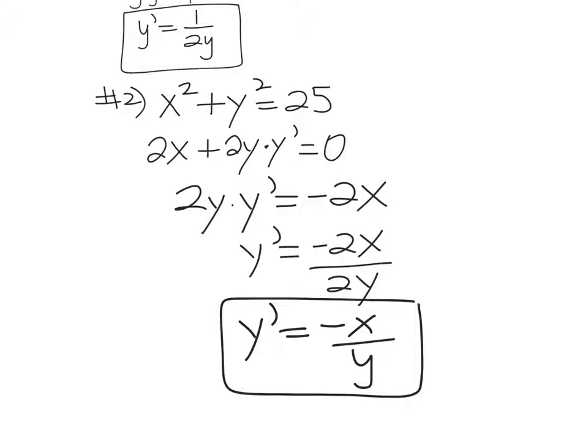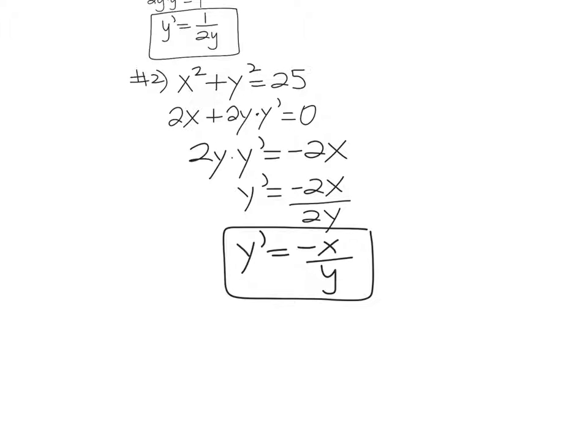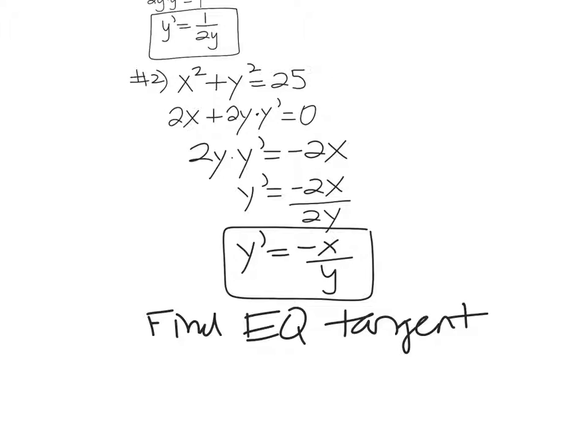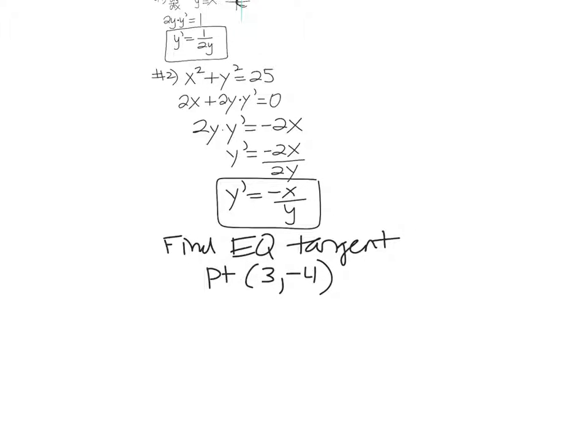Okay, now, what do we need that for? Well, it's to find the slope, or to find the tangent line at any point. So if I say to you, now find an equation for the tangent at the point 3, negative 4, we can do that now. To find an equation of the tangent at the point 3, negative 4, well, we have a point, and now we need slope. And how do we find slope?